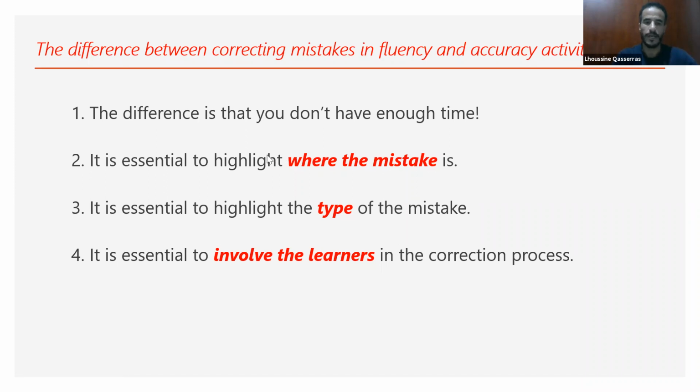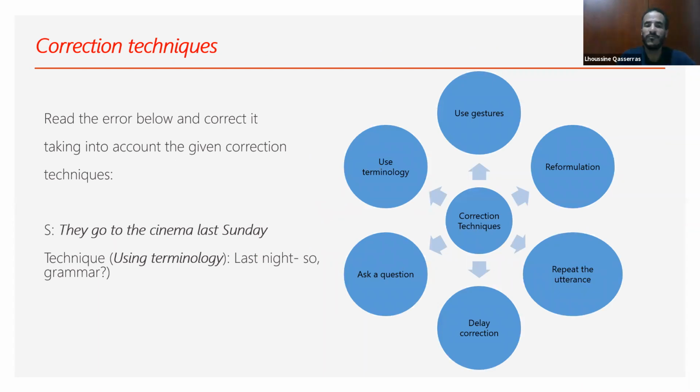Okay, good. Or another difference, it's essential to involve the learners in the correction process. Don't give them the answer. Help him or her to correct himself or herself. If he or she cannot, peer correction. If the peer correction did not work, teacher correction. All right, good. Now, let's move on to the techniques.